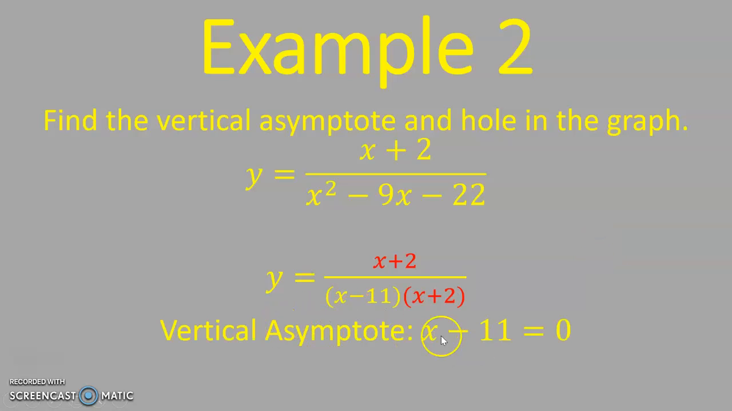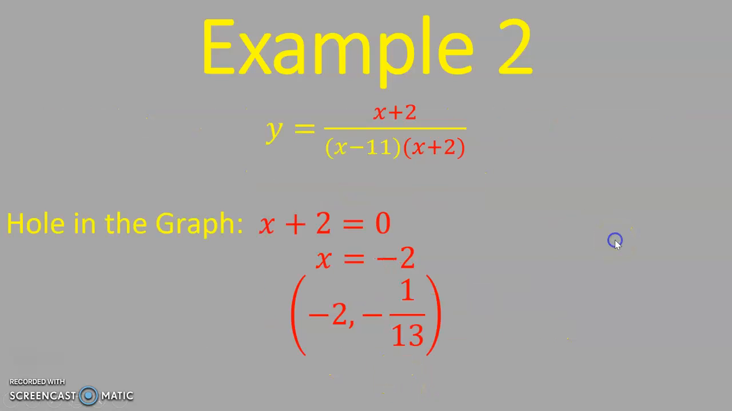So the vertical asymptote would be setting the uncancelled factor, that's not going to cancel, equal to 0. We get x equals 11. That's your vertical asymptote. But if we were to cancel that x plus 2, which I won't actually cancel here, it would become 1 over x minus 11. But I'll leave it in red here for you to see that the hole in the graph would be this cancelled x plus 2 set equal to 0. If you were to set that equal to 0, you get x equals negative 2.